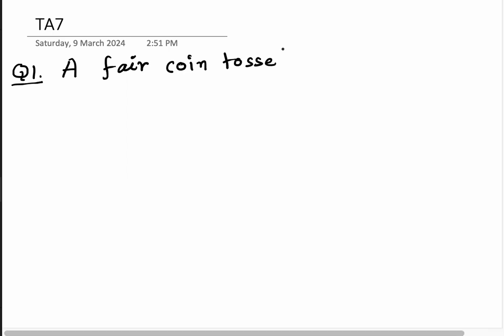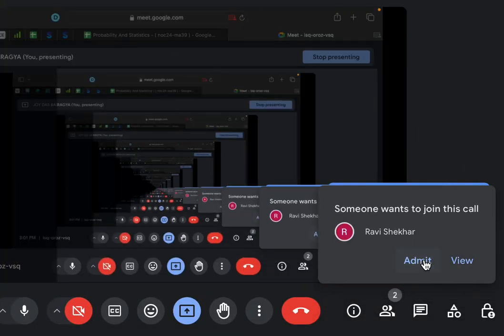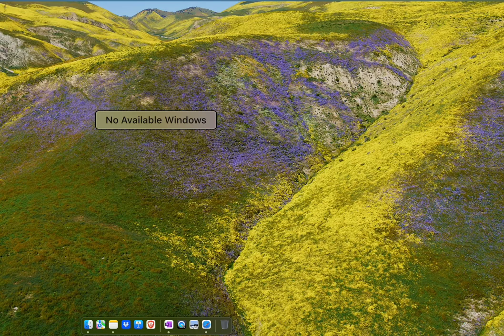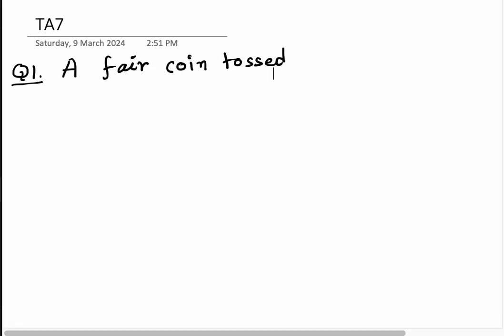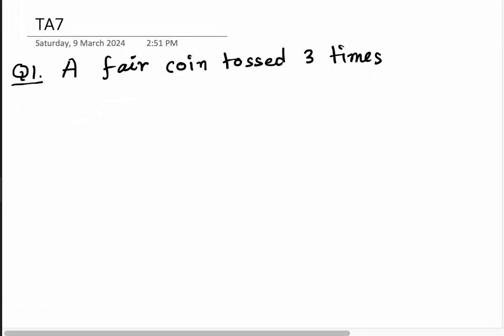So in question number 1, if a coin is tossed, a fair coin is tossed 3 times.